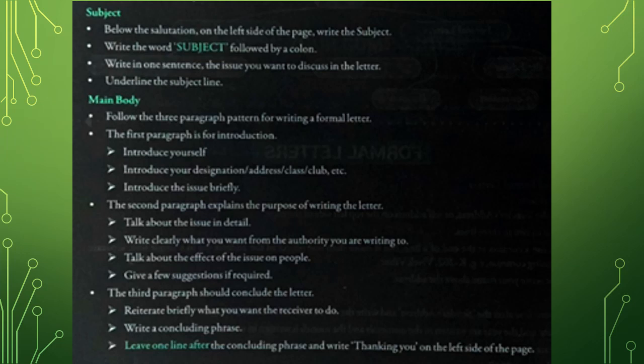And the second paragraph explains the purpose of writing the letter. Talk about the issue in detail. Write clearly what you want from the authority you are writing to. Then talk about the effect of the issue on people and give a few suggestions if required.